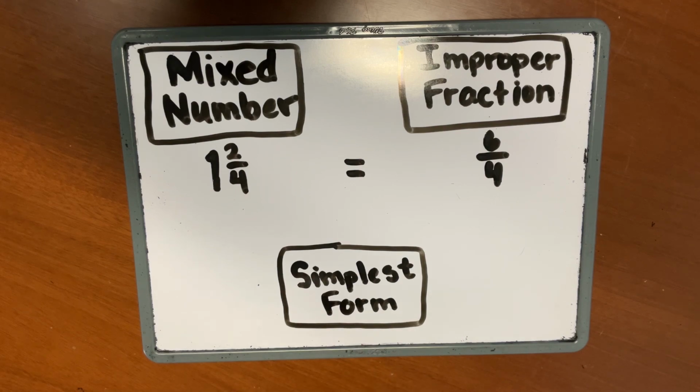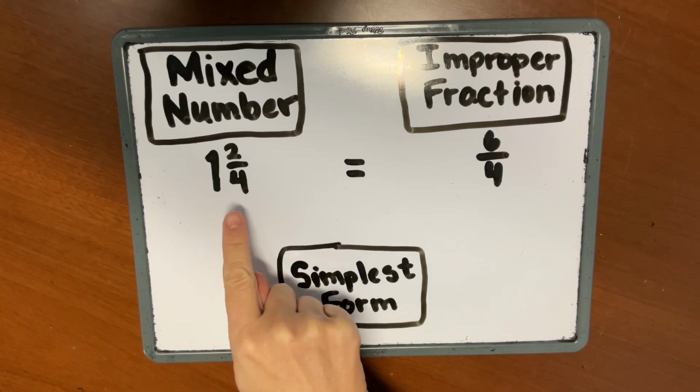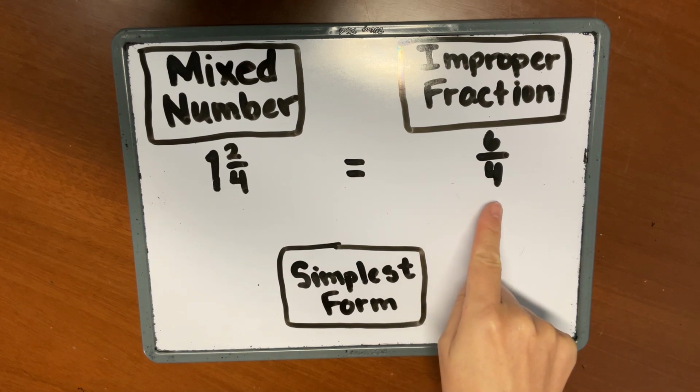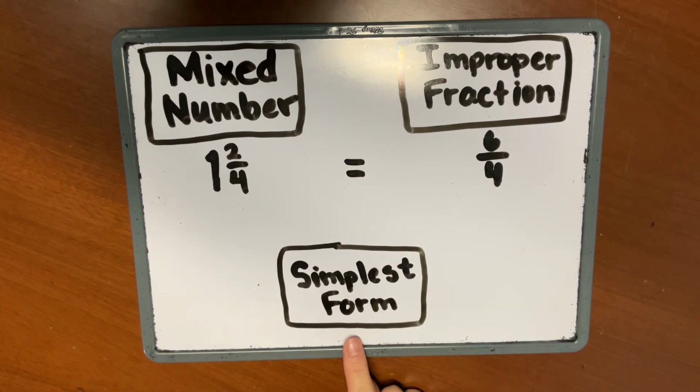Pause the video here and talk about what is your thinking about these two fractions. Why are they equal before we build anything? And what do you know about this term, simplest form? Pause the video and have a quick discussion.